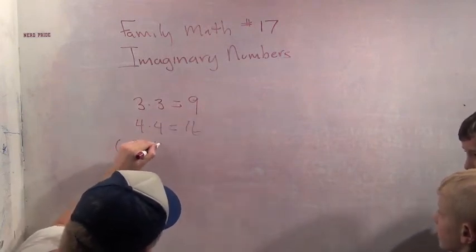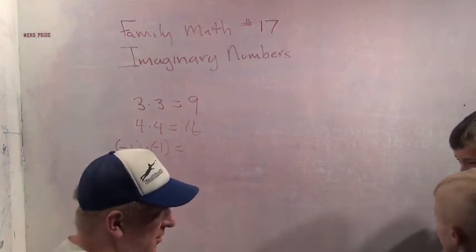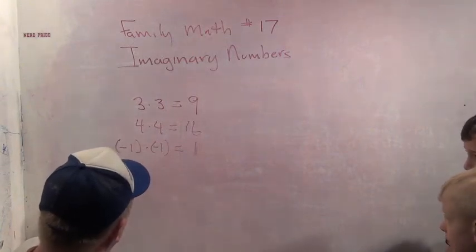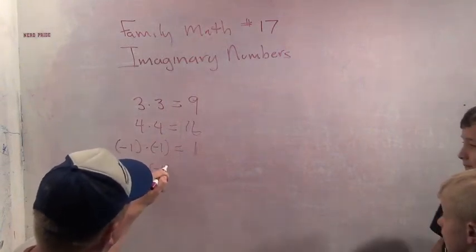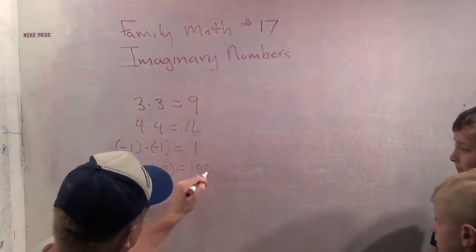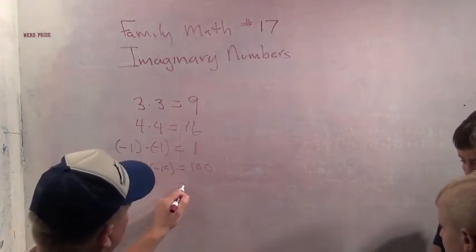Now here's a tricky one. Some people have a hard time. -1 times -1. What is that? 1. Interesting. And how about -10 times -10, or -10 squared? 100. And last, 0 times 0. 0 times 0 is 0.